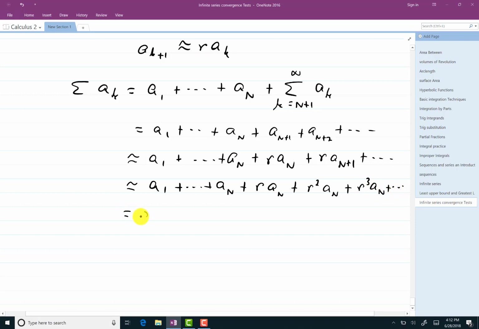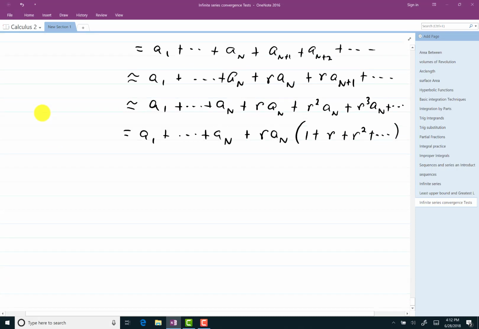Well, this here then is equal to a1 plus ... plus a capital N plus, now what I'm going to do is factor out an a sub N, and that will leave me with 1 plus r, then r squared. Well, in here, this is the crucial piece. We know that this piece will converge.